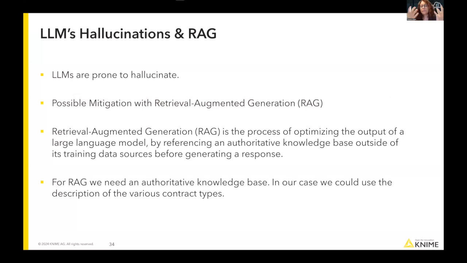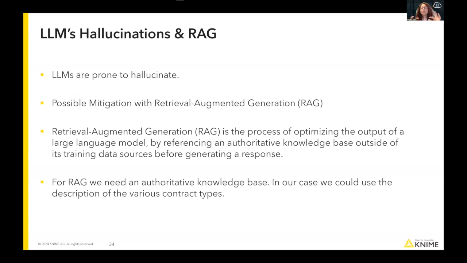addition to the prompt is provided by the Retrieval-Augmented Generation process, the RAG process. So the Retrieval-Augmented Generation process is the process of producing a prompt that contains details and allows the large language model to produce an optimized output. So basically, we want to reference an authoritative knowledge base, which is outside of the training data. So we want to reference an authoritative knowledge base in the prompt before the response is generated.